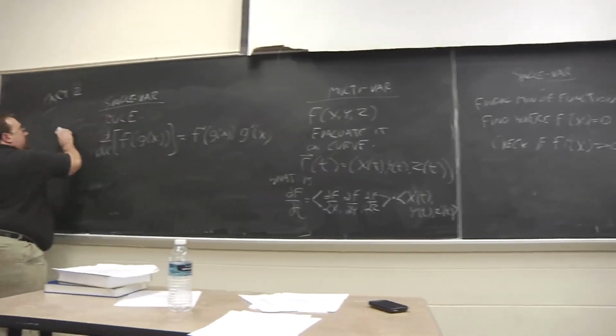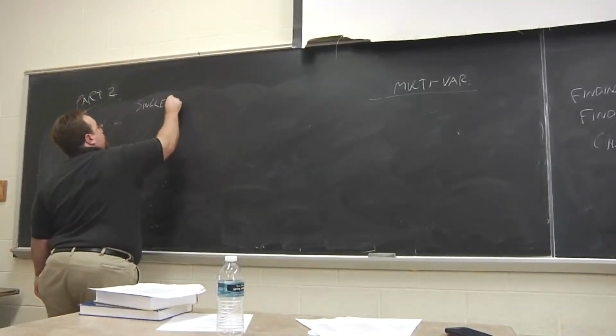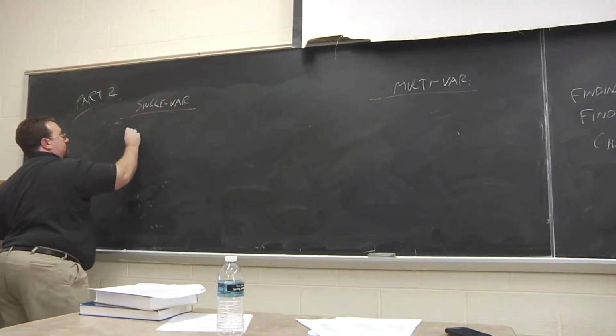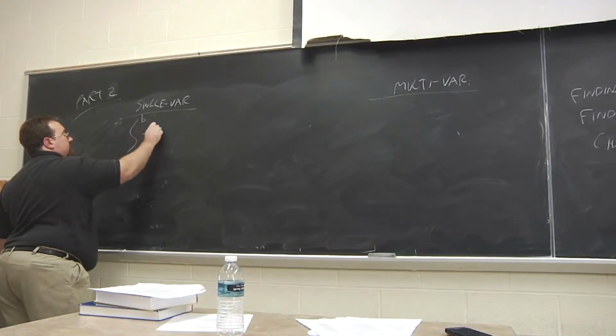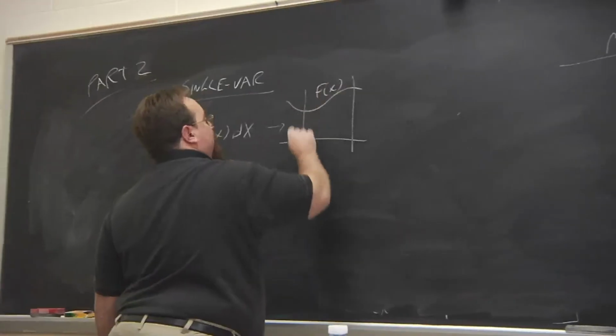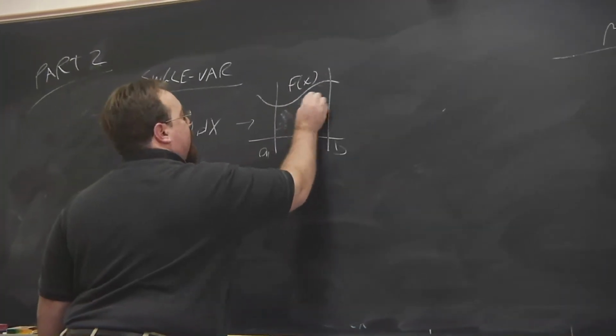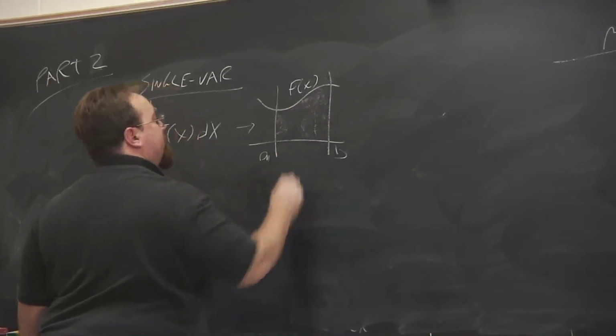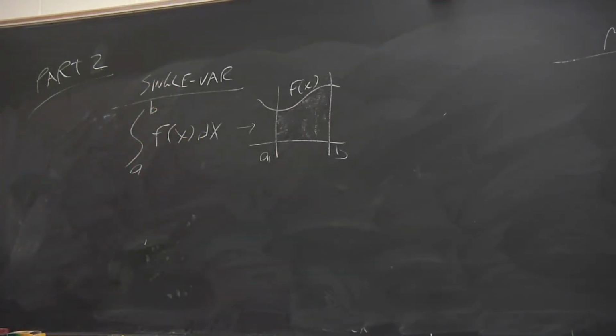We do much the same with integration. So in the single variable case, you compute the integral of a function f of x to get the area under the curve between x equals a and x equals b. So it's the area of this shaded region that this integral is going to compute.